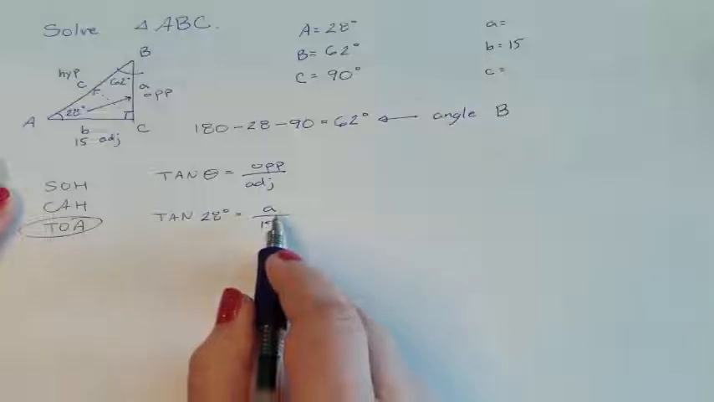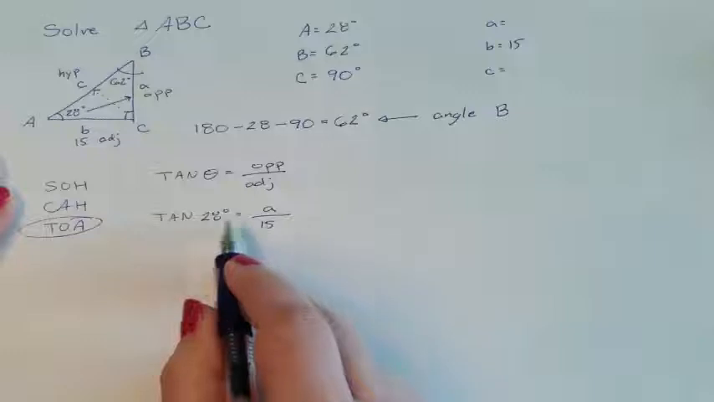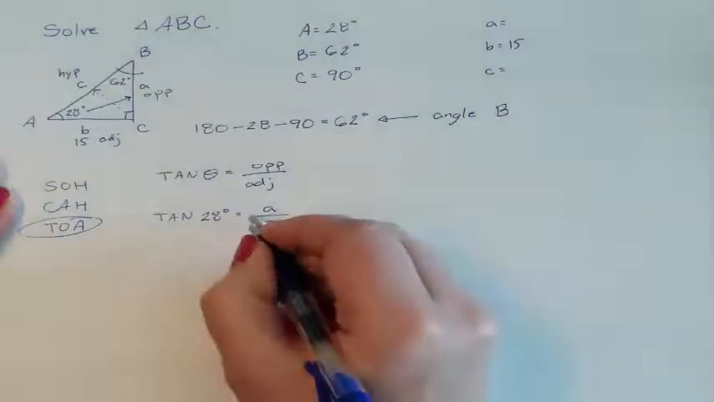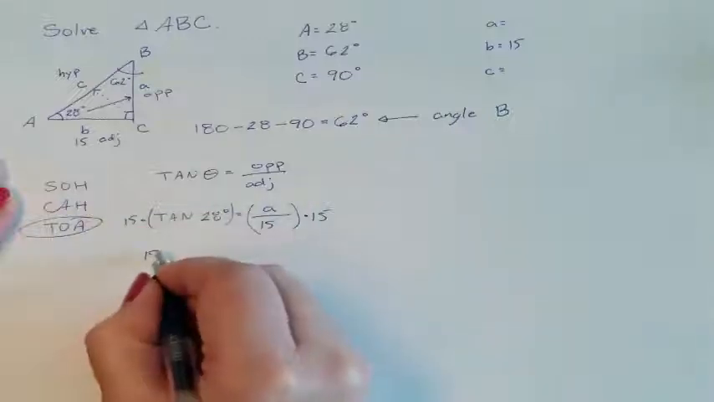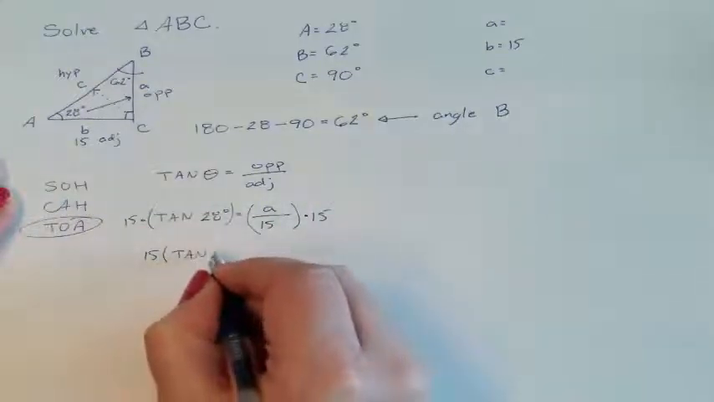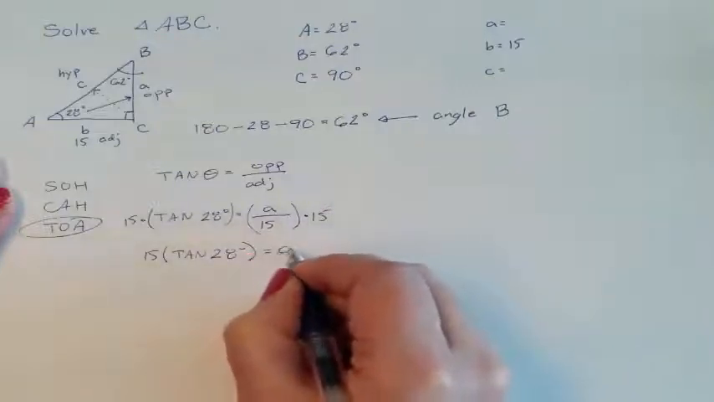Just get A by itself first because you're going to have to use a calculator for this, and I don't need a rounding error. So I need to undo divided by 15. To undo divided by 15, I'm going to multiply both sides by 15 first. So I have 15 being multiplied to tangent of 28 degrees. 15 divided by 15 is 1, so that equals A.